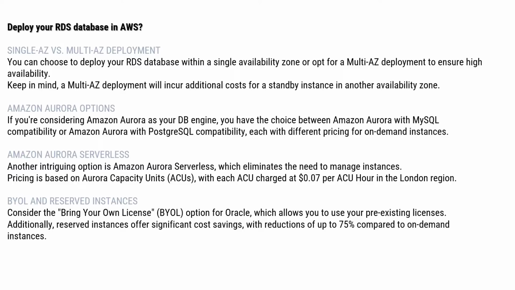Another interesting option is Amazon Aurora Serverless, which eliminates the need to manage instances. Pricing is based on Aurora capacity units, with each ACU charged at $0.07 per ACU hour in the London region. Consider the bring your own license option for Oracle, which allows you to use your pre-existing license. Additionally, reserved instances offer significant cost savings with reductions of up to 75% compared to on-demand instances. So with a range of deployment options and cost-saving strategies, deploying your RDS database in AWS can be tailored to your specific needs.